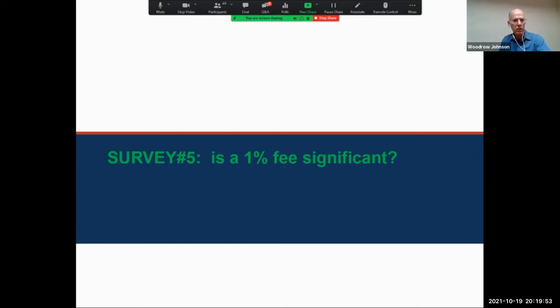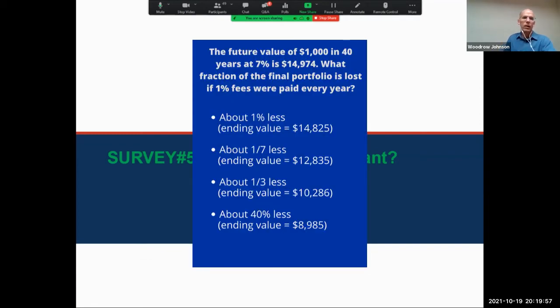Let's quickly do this. My last survey for the day, number 5. If I have $1,000 and I invest that for 40 years at 7%, I'm going to wind up with, again, that's fictitious, right? Because no one gets 7% per year guaranteed for 40 years, but pretend, fantasy, Walt Disney, fairy tale. If that happened, I had at the end $15,000.